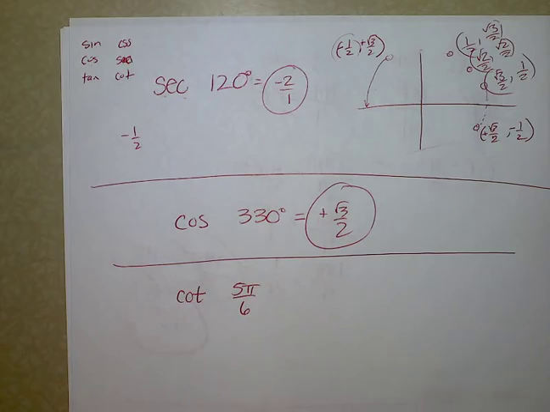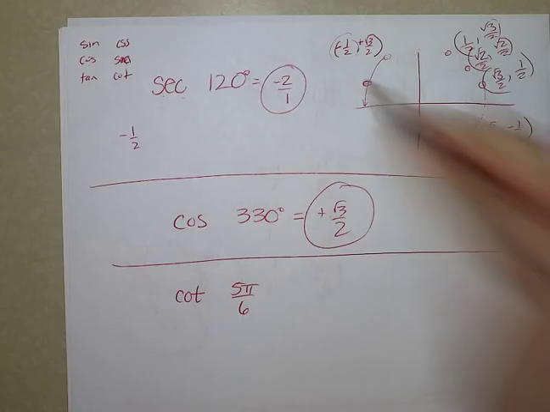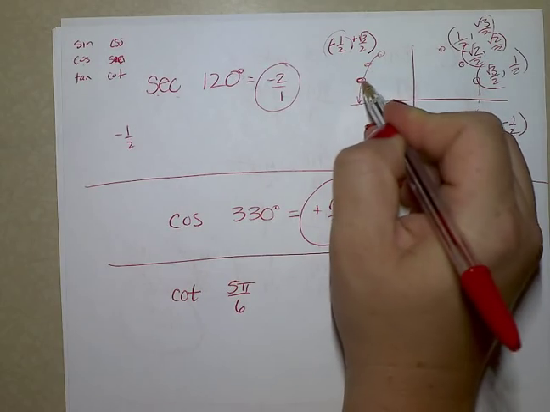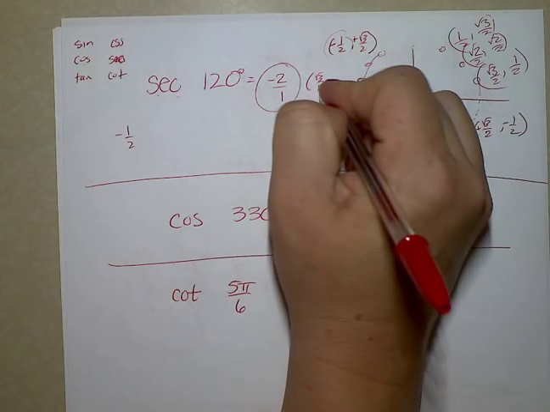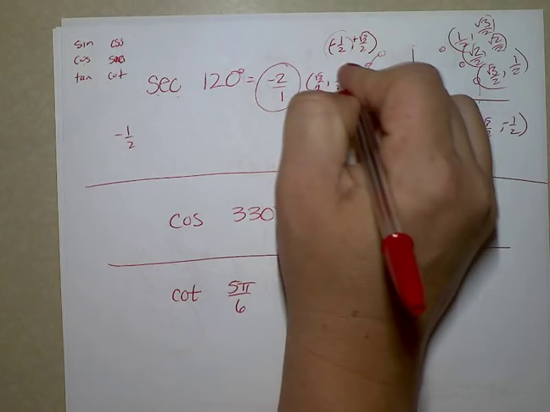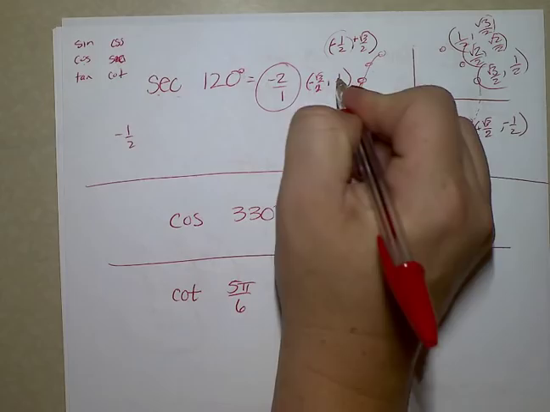Okay, so cotangent 5 pi over 6. First of all, 5 pi over 6 is right here. It's this one right here. This is a reference angle of 30. So I'm going to write radical 3 over 2 and 1/2. Then I will go back and change it to know that the first one is negative, the second one is positive.